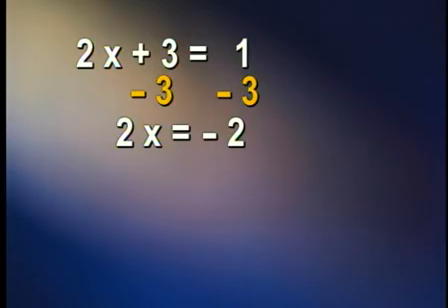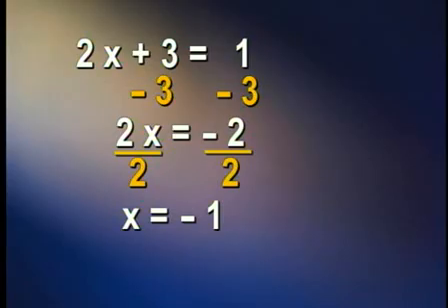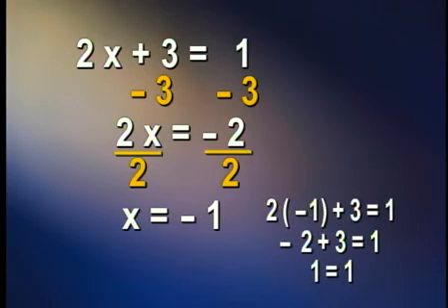Well, now that we have the variable term 2x isolated, we want to make it into x. We need to remove the 2. We do that by dividing, since 2 times x is what 2x means. We do the opposite of multiplication, divide. We divide the left side by 2, we divide the right side by 2, and we get an answer of x equals negative 1. On the right side of the graphic, you can see where we've checked to show that negative 1 indeed is the answer that makes this equation true.